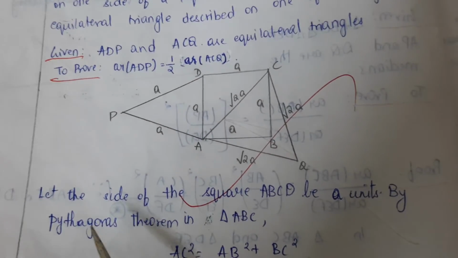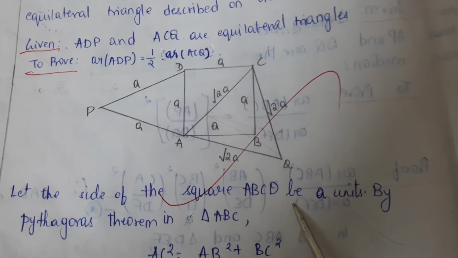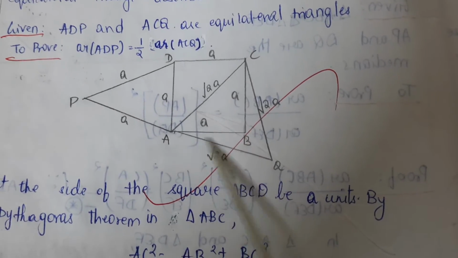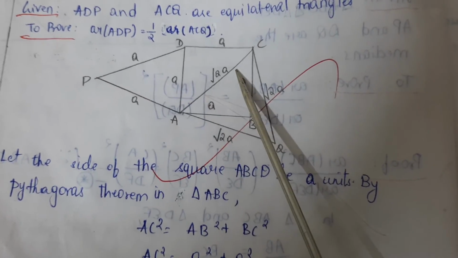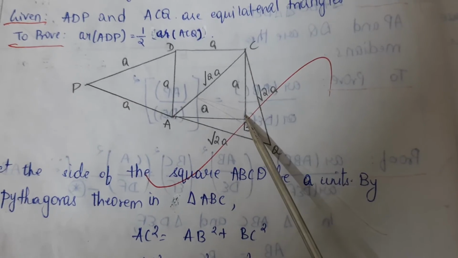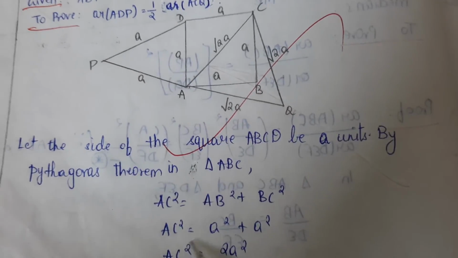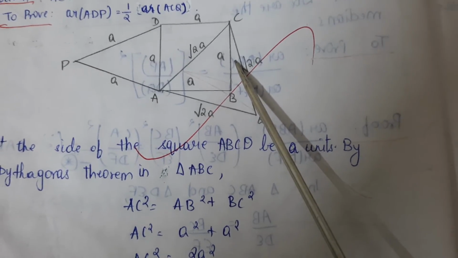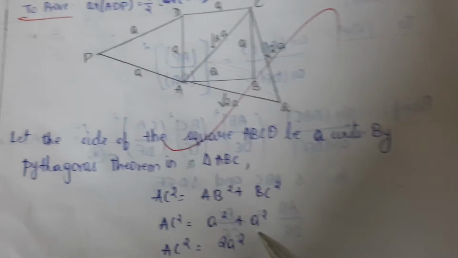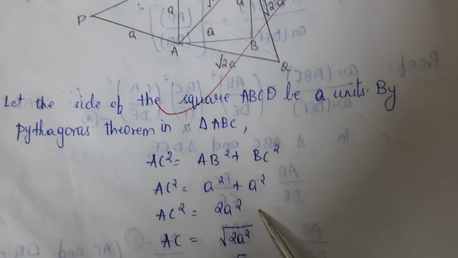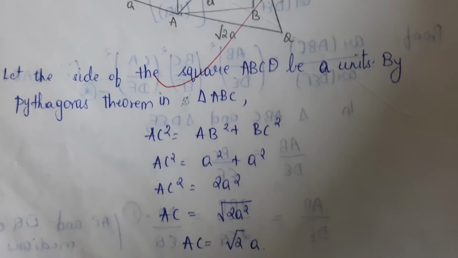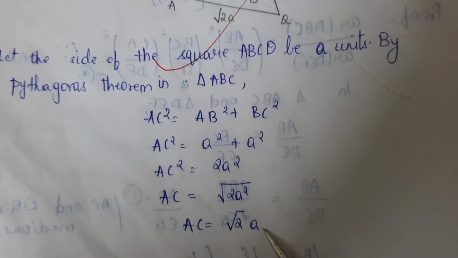Now, let the side of the square ABCD be A units. By Pythagoras theorem, in triangle ABC, AC square is equal to AB square plus BC square. AB and BC are A units, so we get A square plus A square. AC square is equal to 2A square. AC is equal to root 2A square. That is, AC is equal to root 2 A.